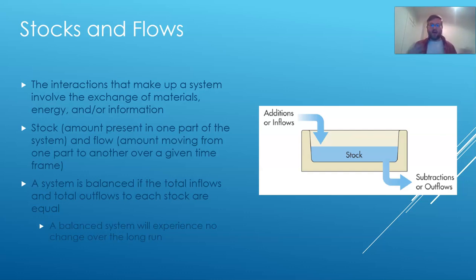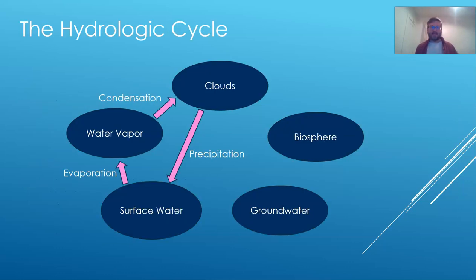If your system is out of balance, then the size of your stocks is going to change over time. Some are going to grow, some are going to shrink, and so that's going to change that system over the long run. So let's take as an example of a system that's one of the subsystems that makes up our larger Earth system, the hydrologic cycle.